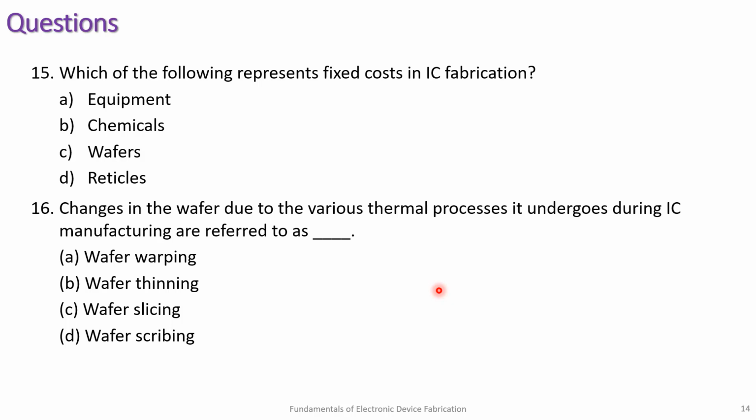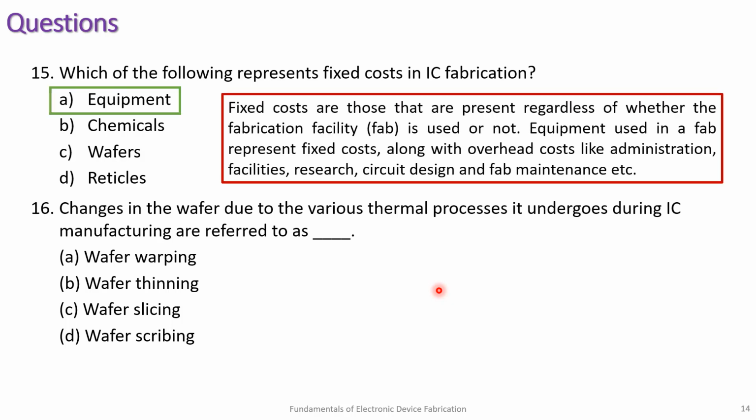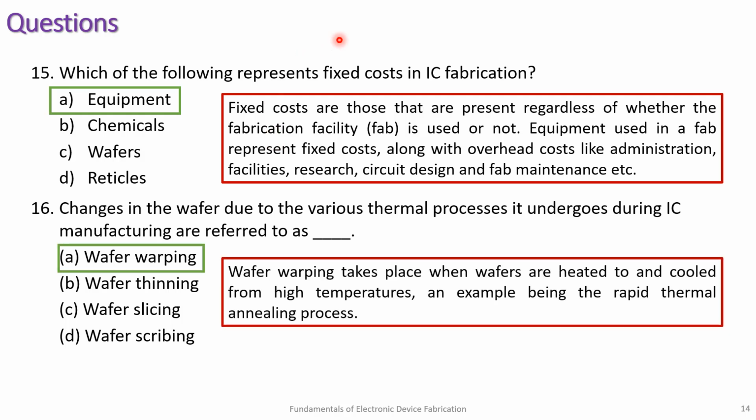Okay. Which of the following represents fixed cost in IC fabrication? Fairly direct question. Changes in a wafer due to various thermal processes is known as: warping, thinning, slicing, or scribing. Scribing and slicing, everything comes as part of cutting processes, right? So here they are asking about a thermal process. Because of temperature difference, what is one issue happening to a wafer? Yeah, it basically bends.